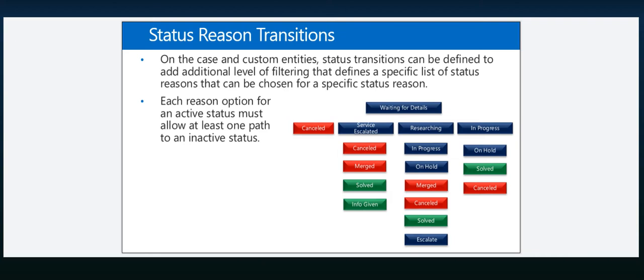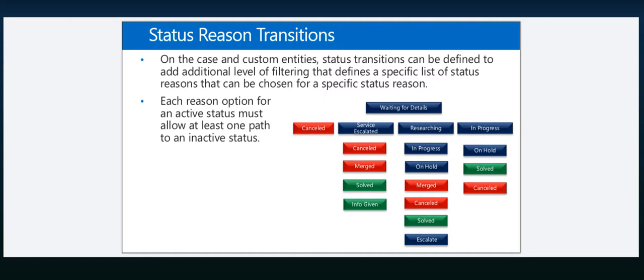Then you can also manage the status reason transitions, meaning that on the case, custom entities, other records, those status transitions can be controlled. So you can specify to which different status you can go into. So if a record is in a specific status, then you only have a certain set of options of where you want to go.